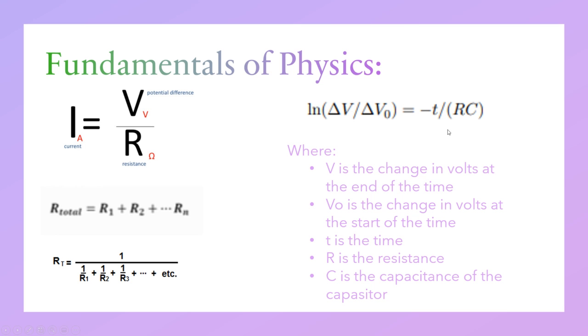And then this other equation relates time to resistance, capacitance of a capacitor, and the potential difference, where the natural log of the potential difference over the potential difference at the start of the time is equal to negative time over the resistance times the capacitance of the capacitor.